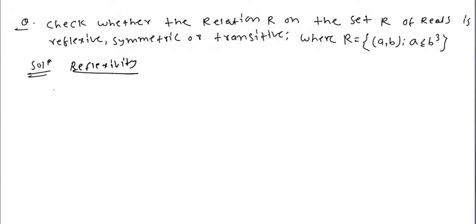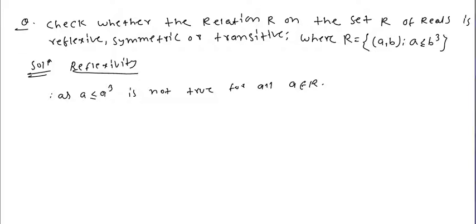First check reflexivity. Since, as we know, a less than or equal to a cubed is not true for all a belonging to the reals. Because you know what is the condition for reflexivity: a relation is called reflexive if every element is associated with itself. So that's why I have chosen a.